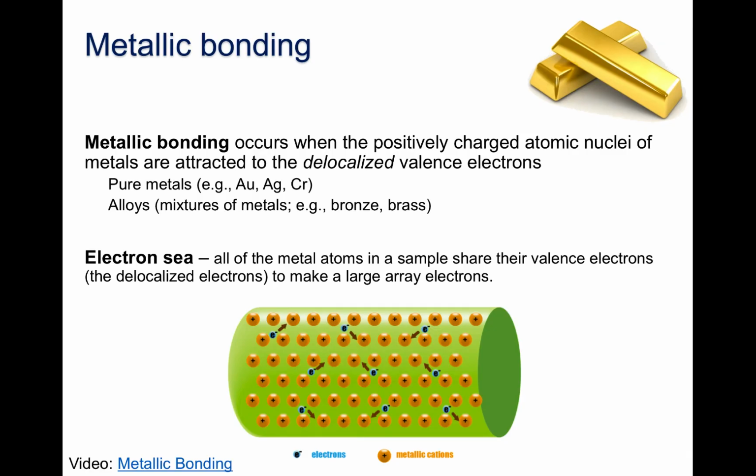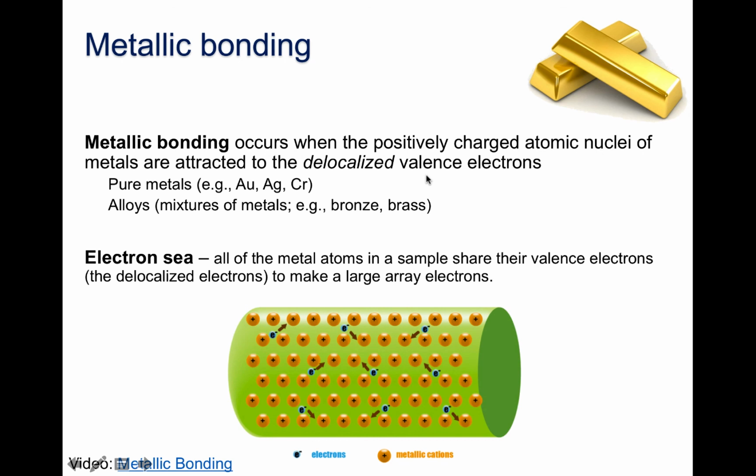The final topic is metallic bonding. We won't talk too terribly much about it, just a couple of slides. We introduced metallic bonding when you have only metals present. You can either have a pure metal or an alloy, which is a mixture of metals. And metallic bonding occurs when you have these positively charged metal nuclei. So the nucleus of the atom is positively charged, and it's attracted to what we call these delocalized valence electrons.